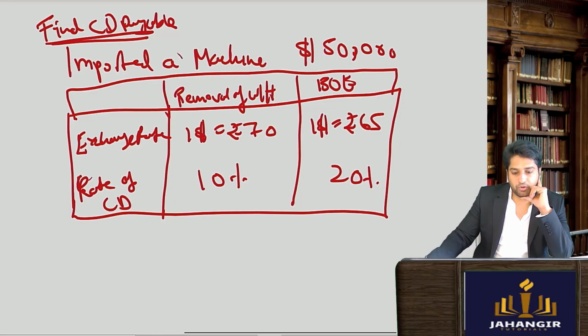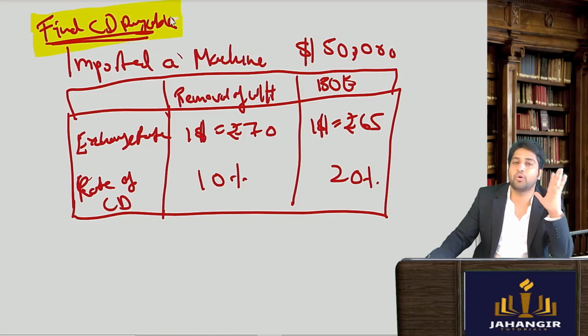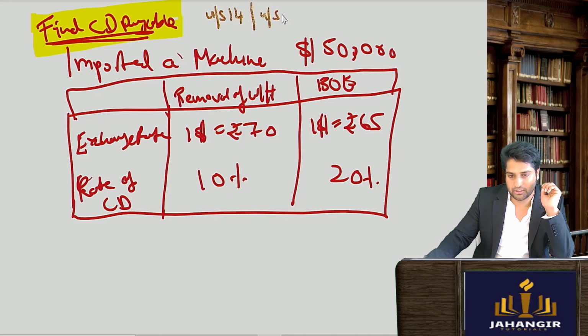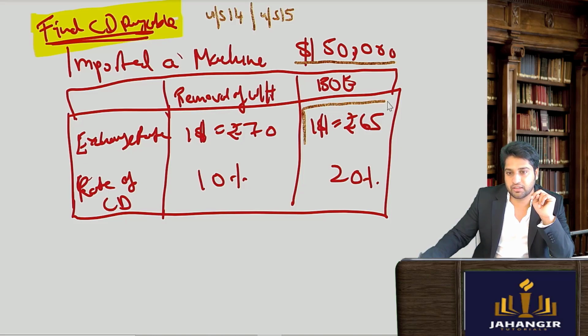I want you to find out the custom duty payable. First, you need only two things: the value and the rate. Value is given in your section number 14 and rate is given in your section number 15. What does Section 14 say? Go as per the transaction value. So the transaction value is 50,000. What does the proviso say? That the exchange rate should be taken at the time of filing the bill of entry. So when the bill of entry was filed, what was the exchange rate? 65. So I will convert it.